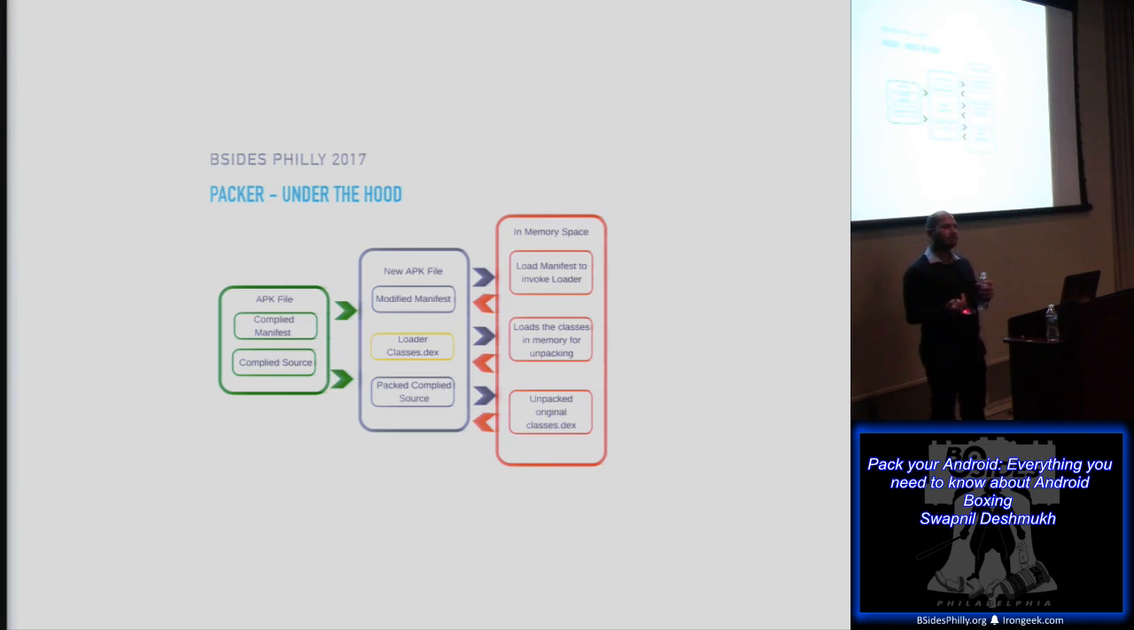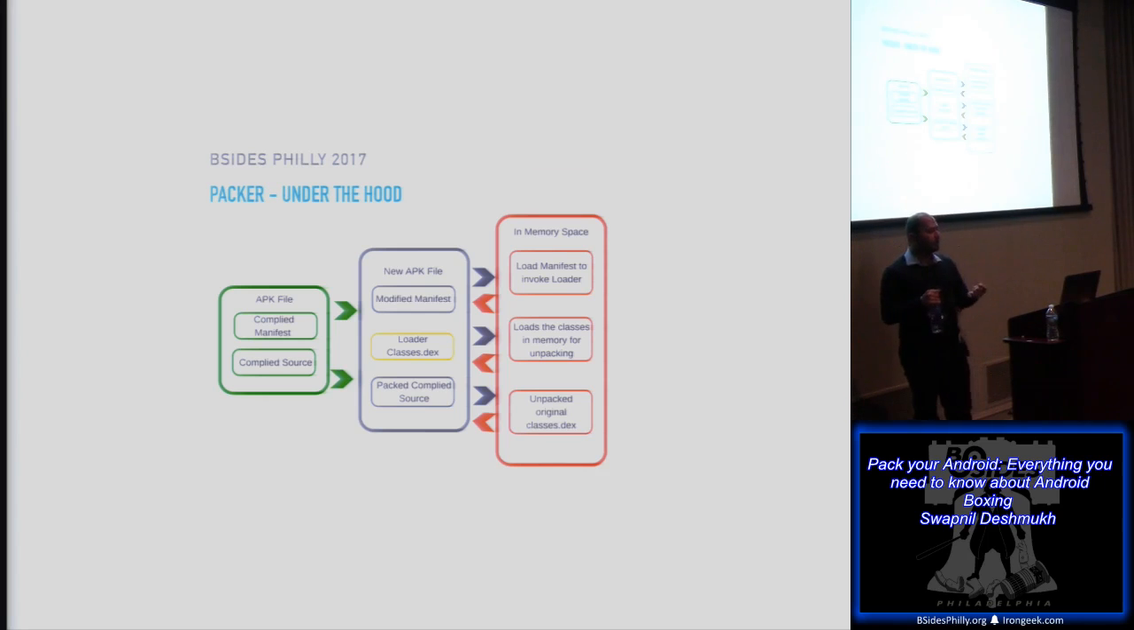Under the hood, this is how Packer actually works. In an application file itself, there are 2 parts. There is a compiled manifest and there is the compiled source. The compiled manifest is called AndroidManifest.xml. That gets invoked. That Android manifest has a complete map of how to call Java files and what native files would be called as well. And the source has the actions and the views behind it and how it needs to be called.